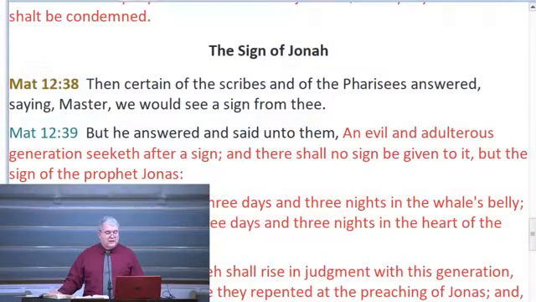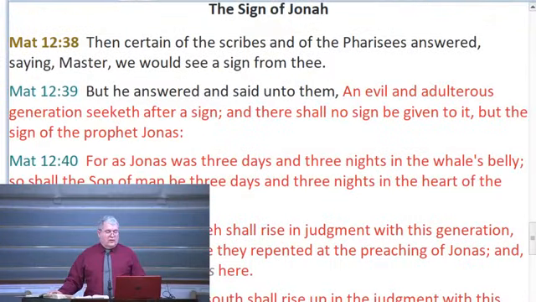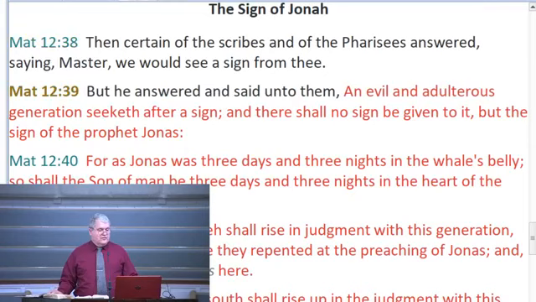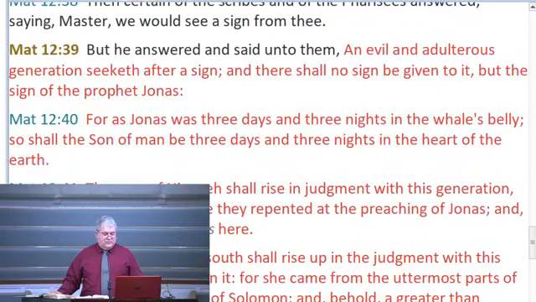The most, I suppose, noteworthy sign is recorded in Matthew chapter 12. Certain of the scribes and of the Pharisees answered, saying, "Master, we would see a sign from thee." He said to them, "An evil and adulterous generation seeketh after a sign. There shall no sign be given to it, but the sign of the prophet Jonas."